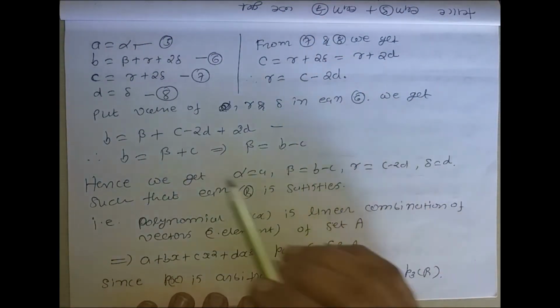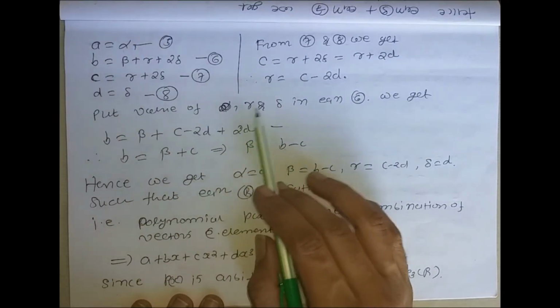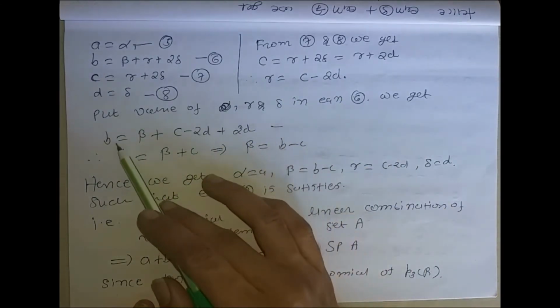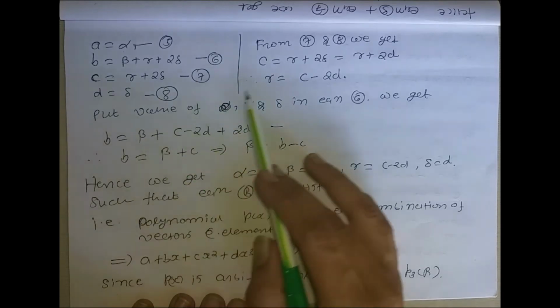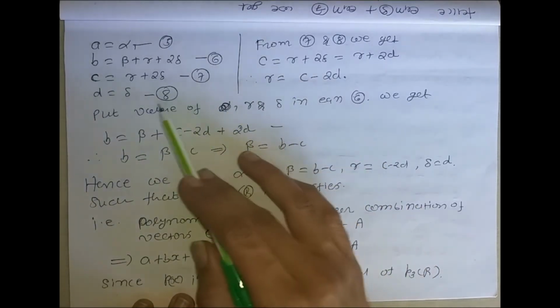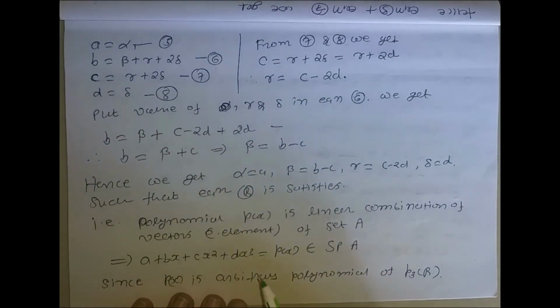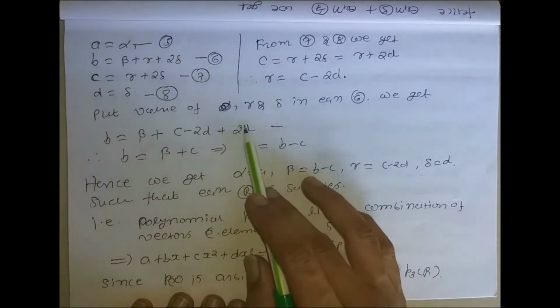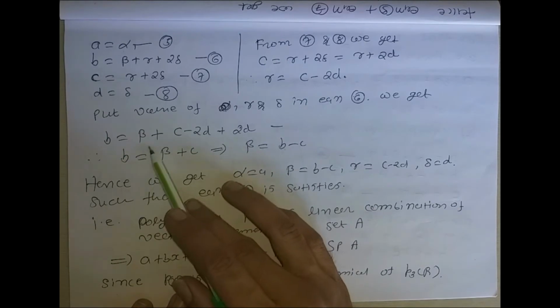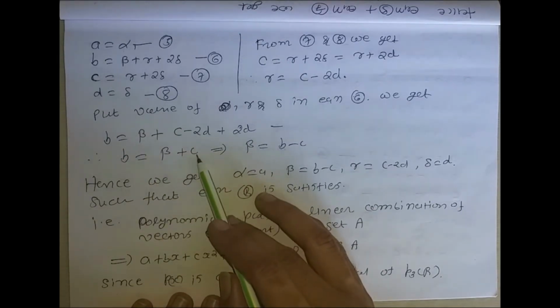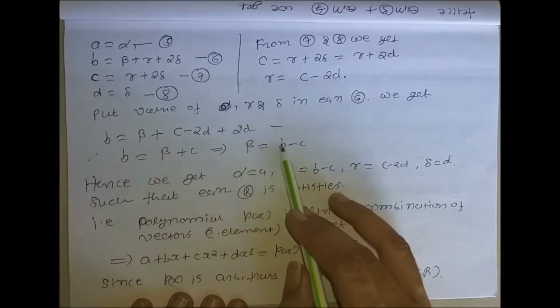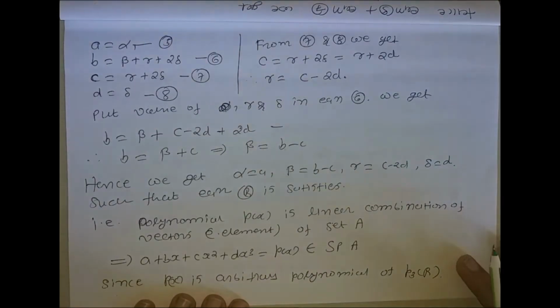Okay, so by putting the value of gamma and delta in equation number 6, we get b is equal to beta plus gamma, which is c minus 2d, and delta is equal to d, so plus 2d. So minus 2d plus 2d cancel out, we get b is equal to beta plus c. So the value of beta is equal to b minus c.